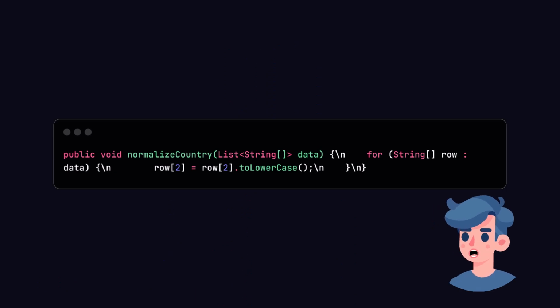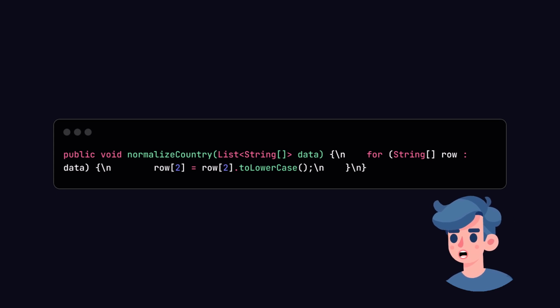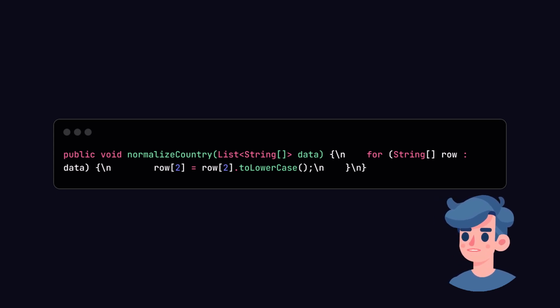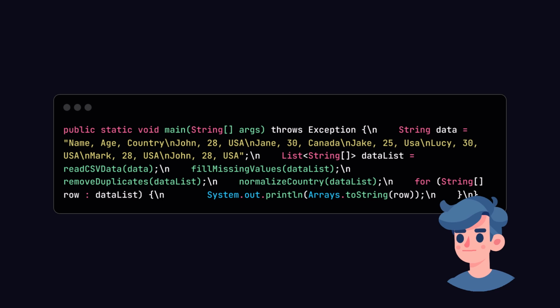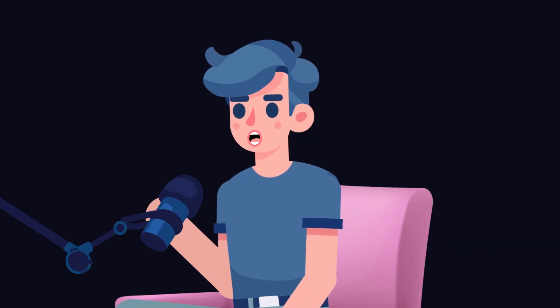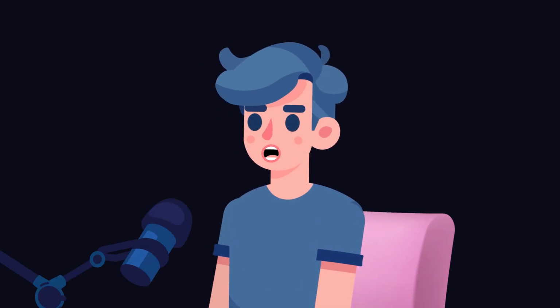Now, let's move on to another crucial aspect of data pre-processing: text normalization. For instance, the country names might have different cases or formatting. In this normalized country method, we convert all country names to lowercase, which standardizes our data for analysis. Let's add this to the workflow. When we run the code, we will see all country names converted to lowercase, ensuring uniformity. This helps to avoid discrepancies based on case sensitivity.